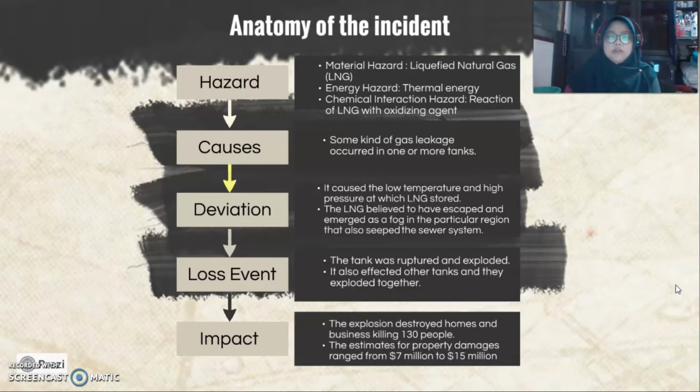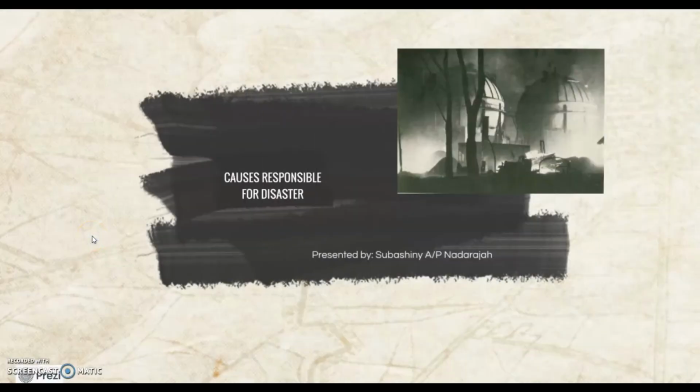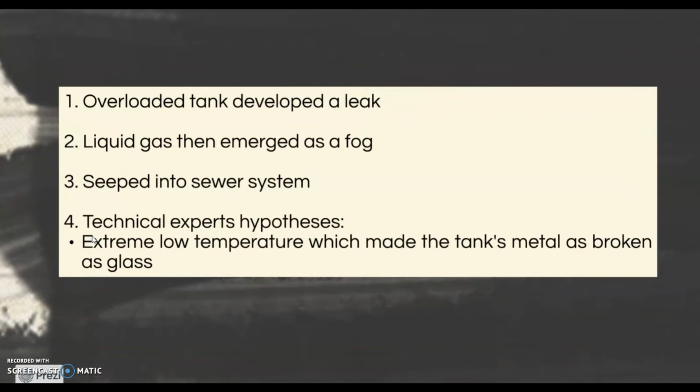The estimate for property damage ranged from about 7 million USD to 15 million USD. Causes responsible for the disaster: basically, the causes have been identified from fragmentary testimony and mostly based upon reports of eyewitnesses. From that, this much is clear: there was some sort of leak in one or both of the two tanks used for the storage of liquid gas. The released gas in some way became ignited, resulting in a fire of great intensity and causing the explosion.